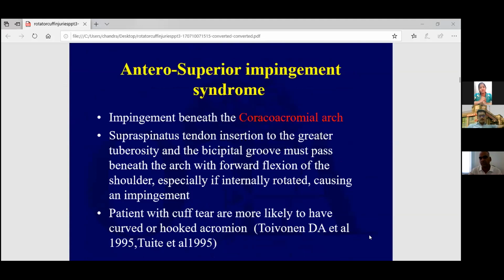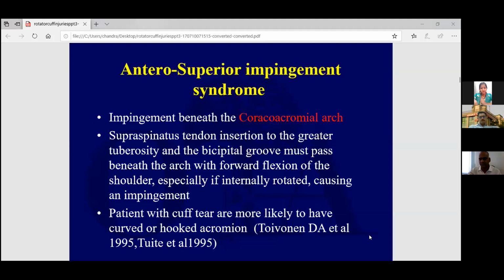Remember, the coracoacromial arch is a very important supporting structure of the shoulder joint. So here the impingement is just beneath the coracoacromial arch. The supraspinatus tendon goes beneath the coracoacromial arch. So the insertion at the greater tuberosity and the bicipital groove must pass beneath the arch with forward flexion of the shoulder, especially if internally rotated, causing an impingement. Whenever the person does internal rotation of the shoulder, impingement is definitely there.